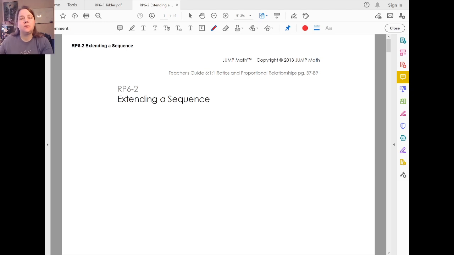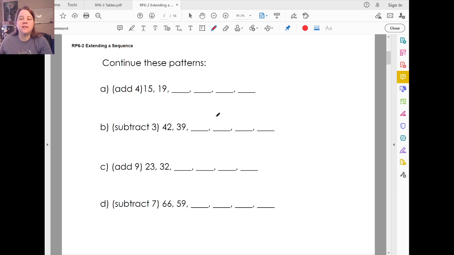This video is going to talk about extending sequences. So in this letter A, we are given a rule and a few numbers that follow that rule. So we're told to add 4. So we're going to go ahead and put a 4 in between those numbers. 15 plus 4 is 19. Go ahead, continue pattern A on your own, pause the video, and when you come back, we'll talk about it.